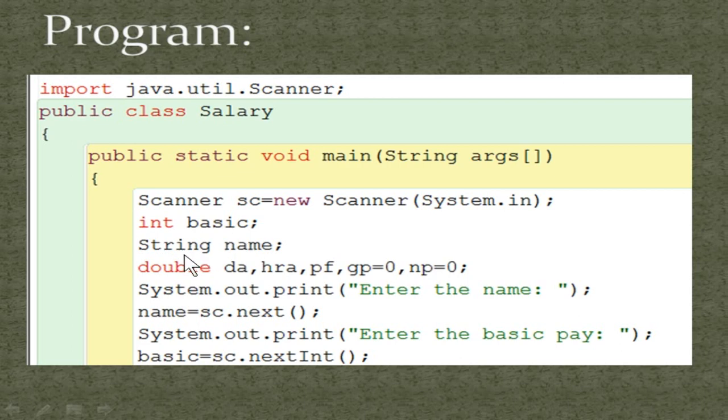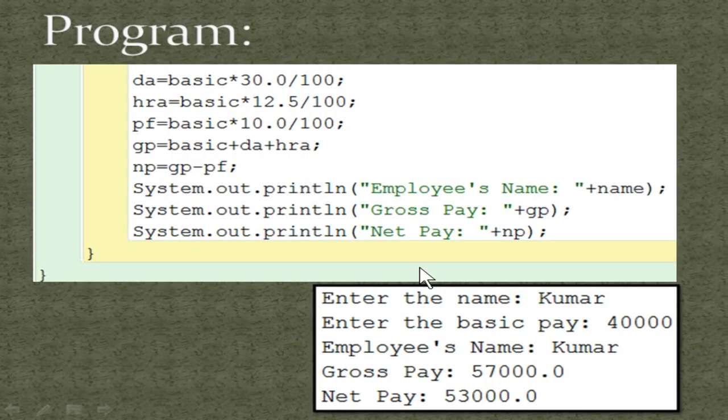So basic is integer type, and the name is string type, and all these remaining ones are double because you may get decimal digits, which will be stored in the variable. Because you are going to find the percentage, there is a possibility of getting decimal digits, so you are declaring them as double. So you are declaring DA, HRA, PF, and GP for gross pay and NP for net pay, which should be initialized as 0. Whatever variables you are inputting directly from the user, there is no need of initializing, but variables where you are going to store the result after calculation, you should initialize with the default values.